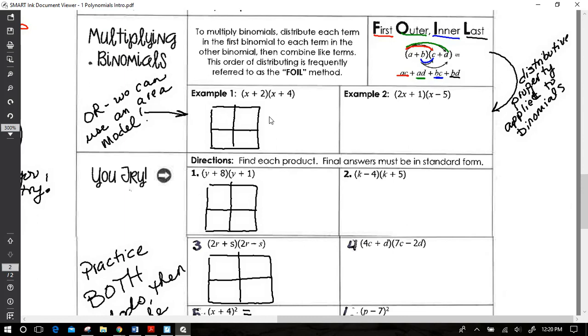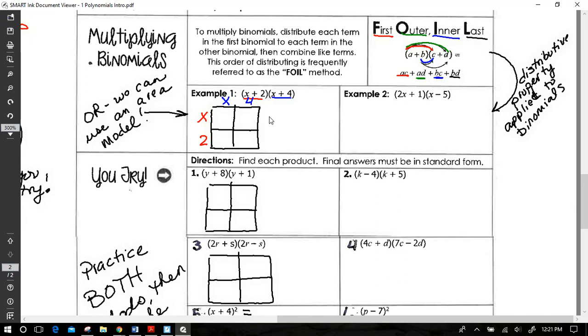So what I do with this area model is I take my first binomial, and it does not matter if you want to write it down the side or across the top, but take each term and separate it so that it's in front of a box. Then you're going to take your second binomial and you're going to put it on the other side. So x plus 4. So one goes on top, one goes on the left, and they can go either way.